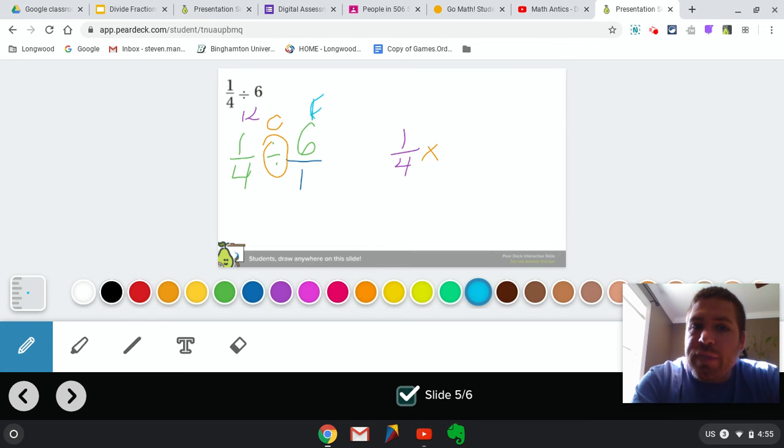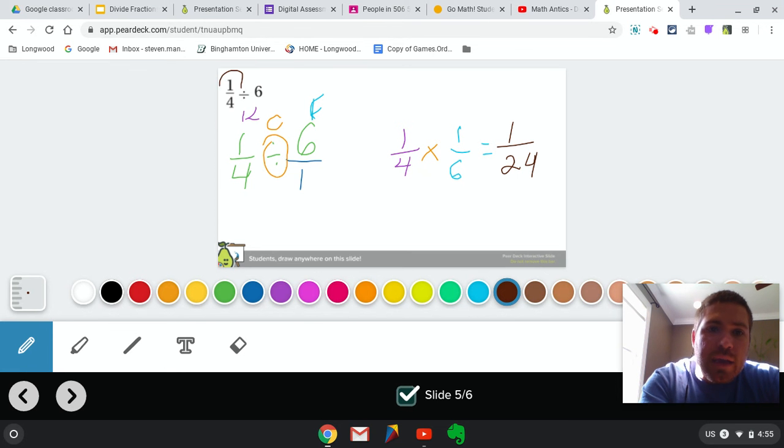So remember again that means we're going to take the denominator, that's going to be on top, and our numerator is going to the bottom. We're switching those two. That's the reciprocal of this fraction. And then we can go ahead and multiply here. 1 times 1 is 1. 4 times 6 is 24. And that is in simplest form.